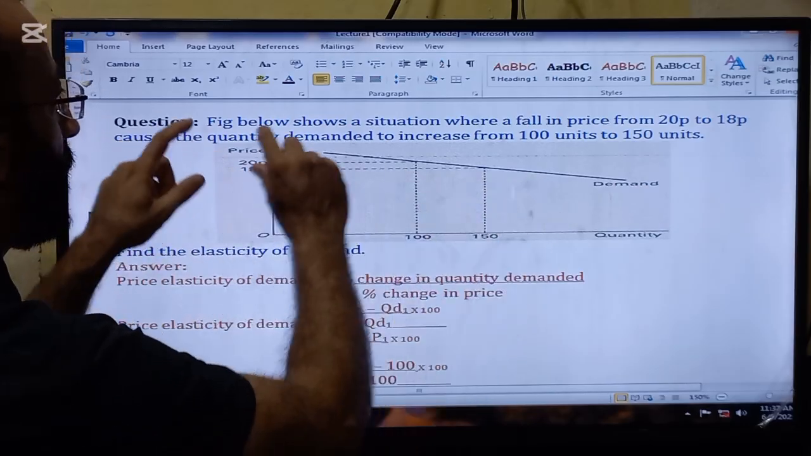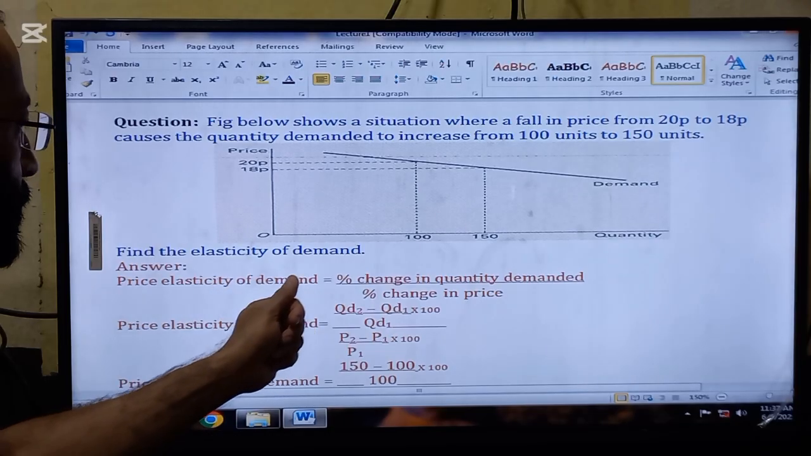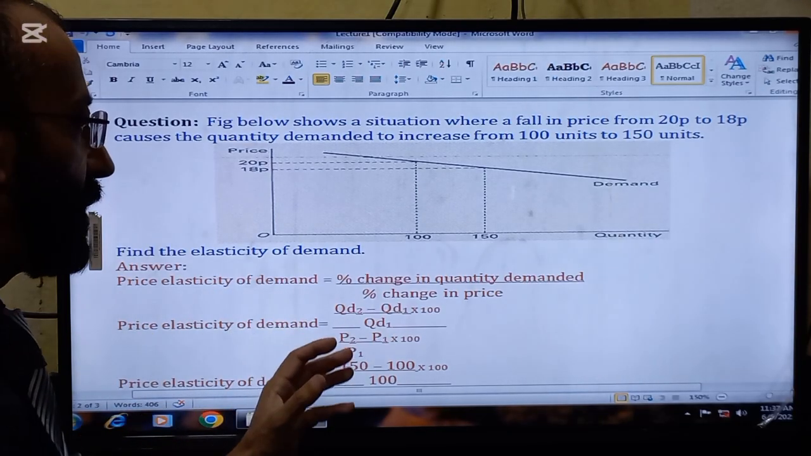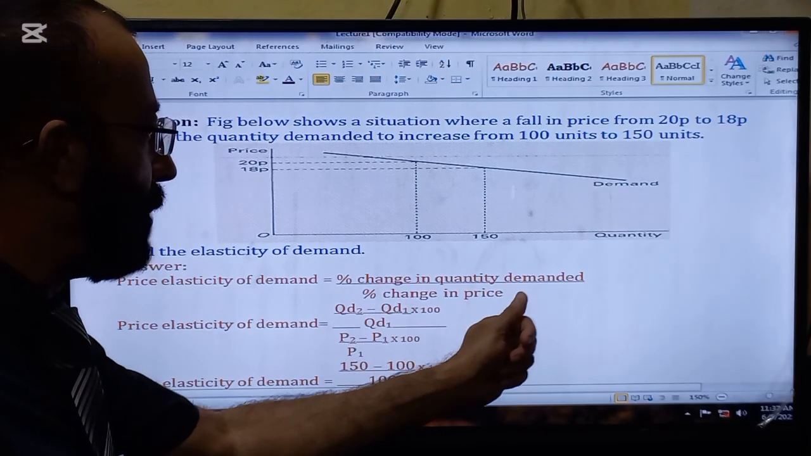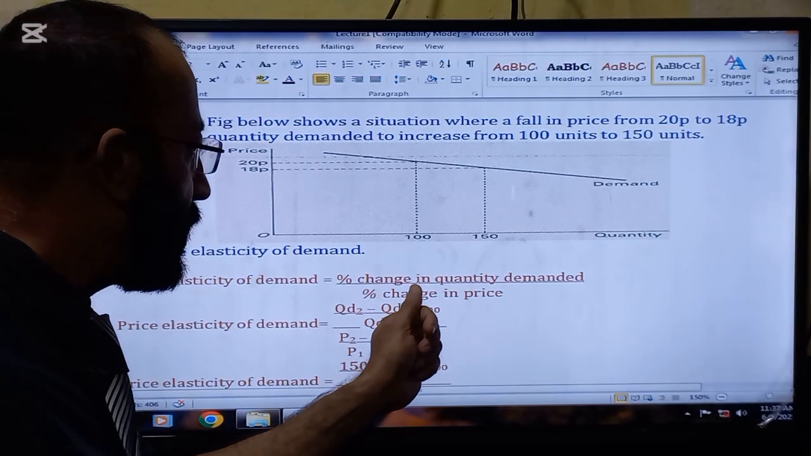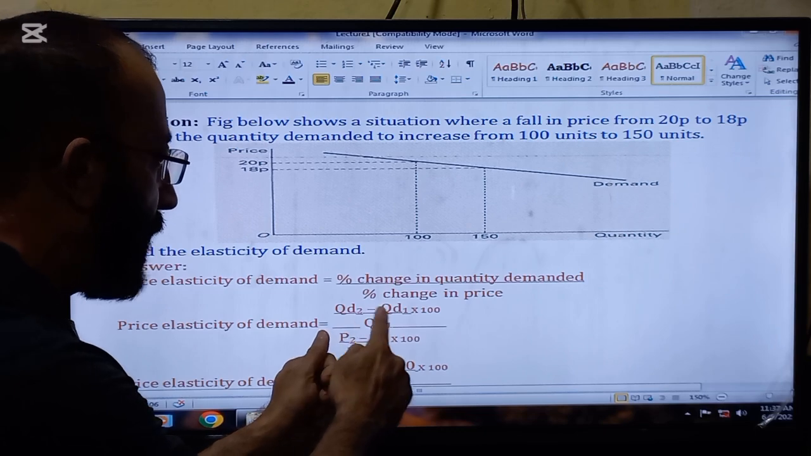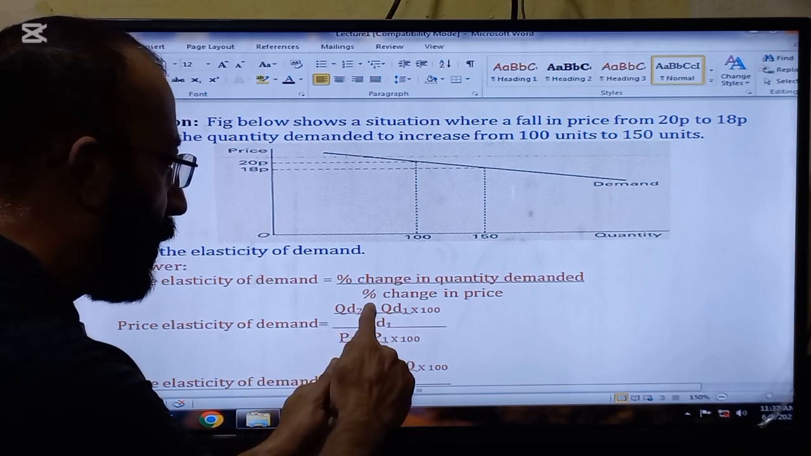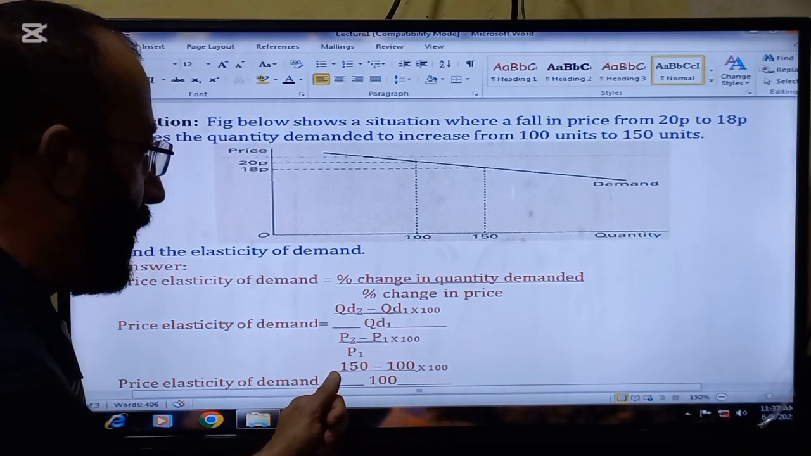So this is the graphical representation of this question, and the requirement is to find the elasticity of demand. Price elasticity of demand has the formula: first of all, we will always put the formula, percentage change in quantity demanded over percentage change in price. Percentage change in quantity demanded is QD2 minus QD1 over QD1 multiplied by 100. And the formula for the percentage change in price is P2 minus P1 over P1 multiplied by 100.